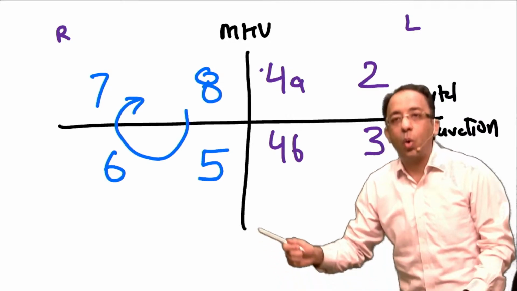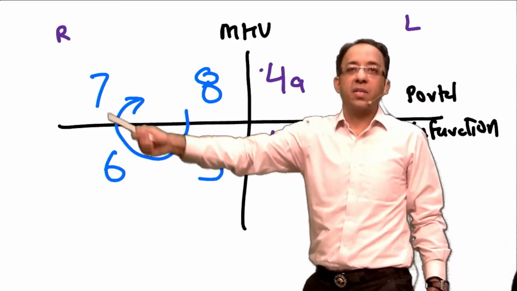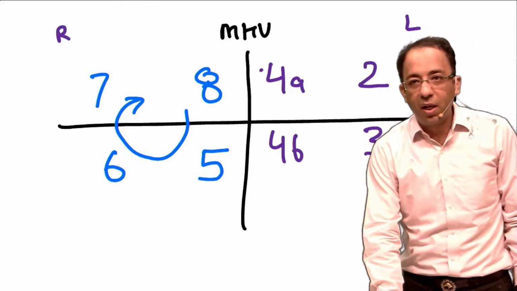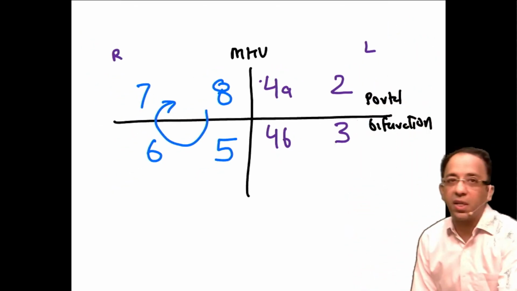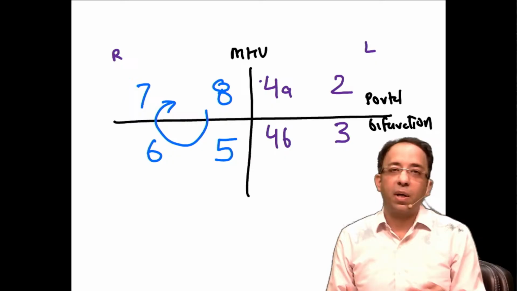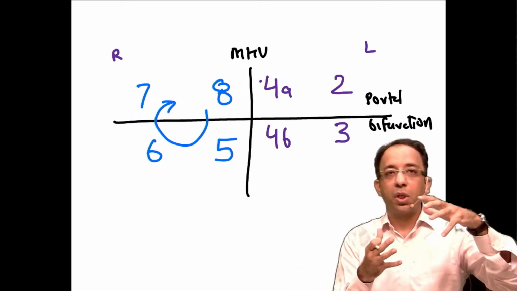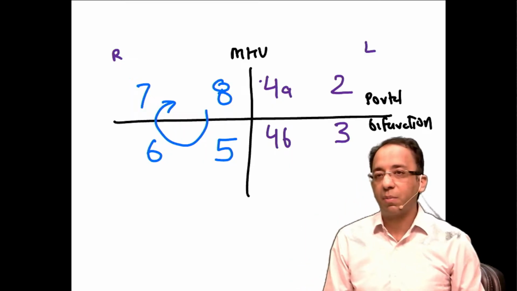So right lobe, you go clockwise 5, 6, 7, 8. This is how you do the labeling. Again, one of my predictors for the INICET is in the hepatobiliary system, they might go for an ultrasound, MRCP, they might go for a TIPS question, ERCP question, or liver segments.